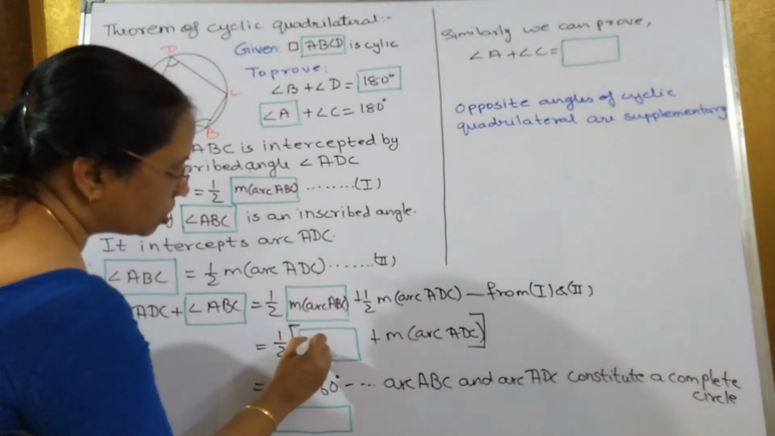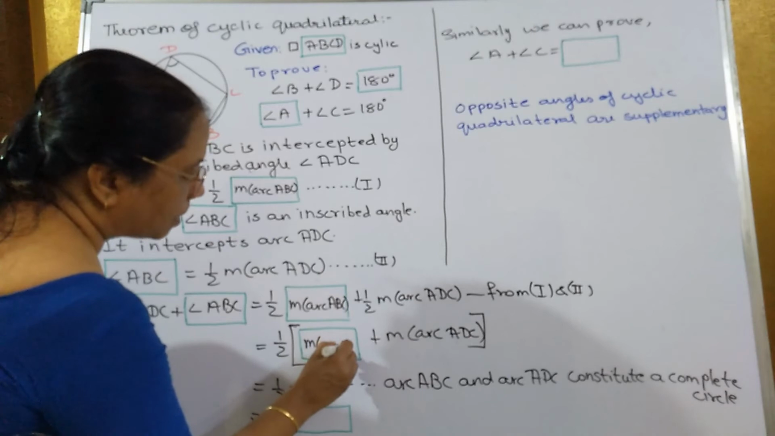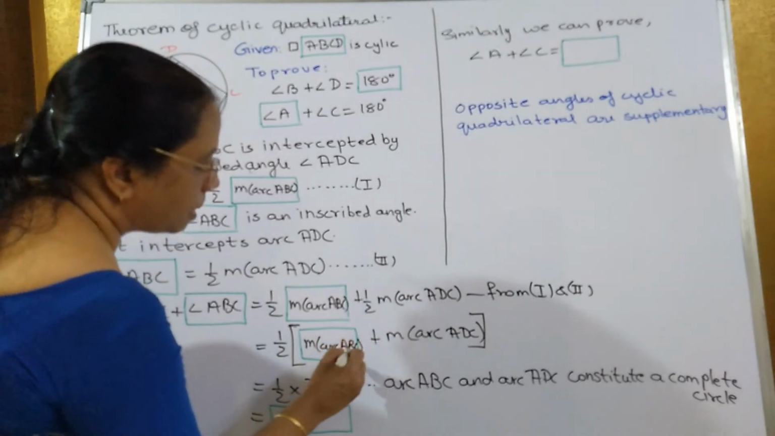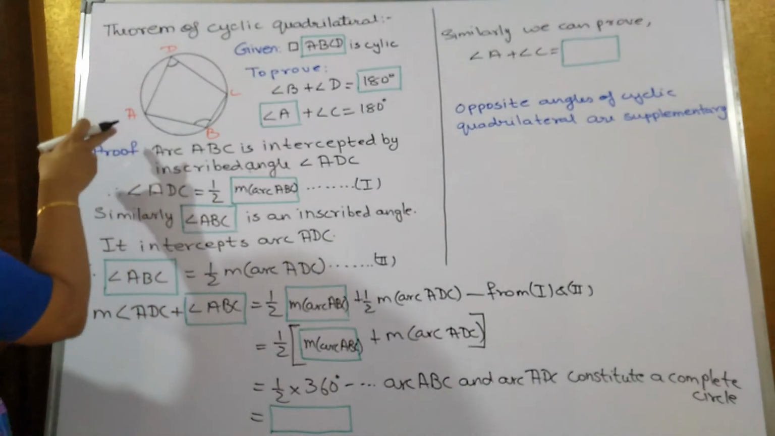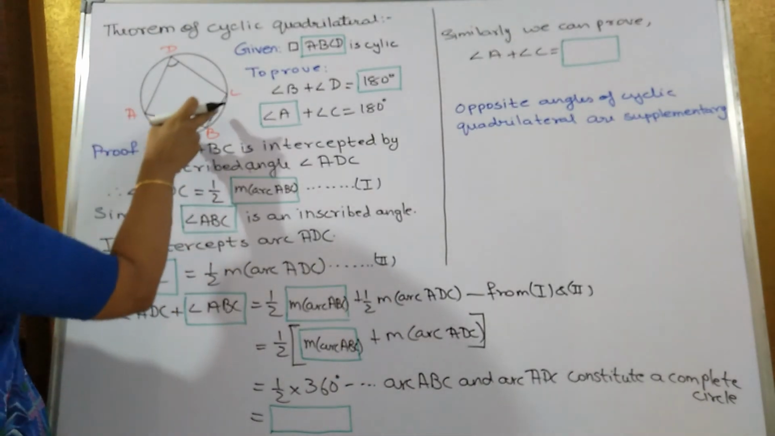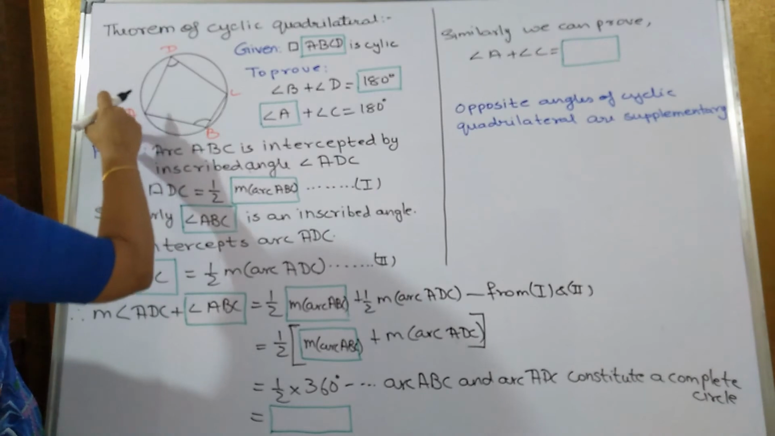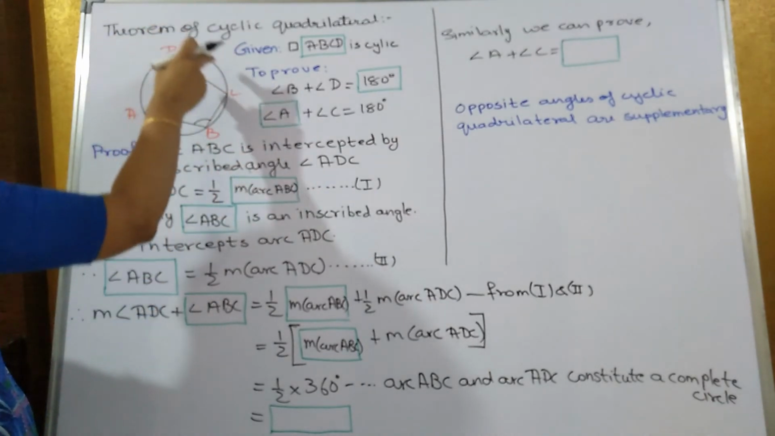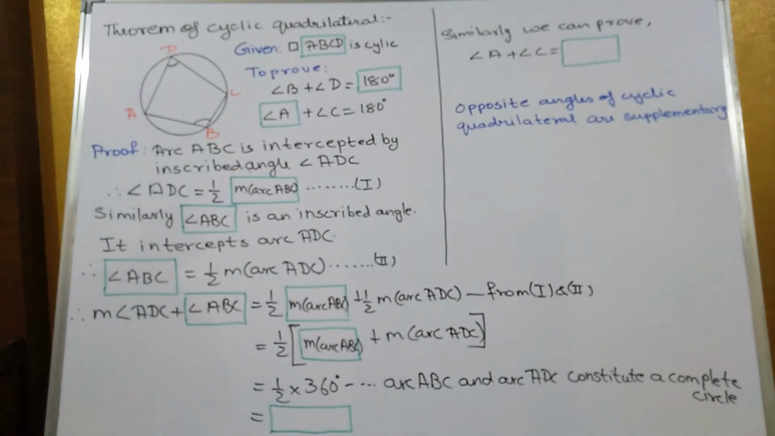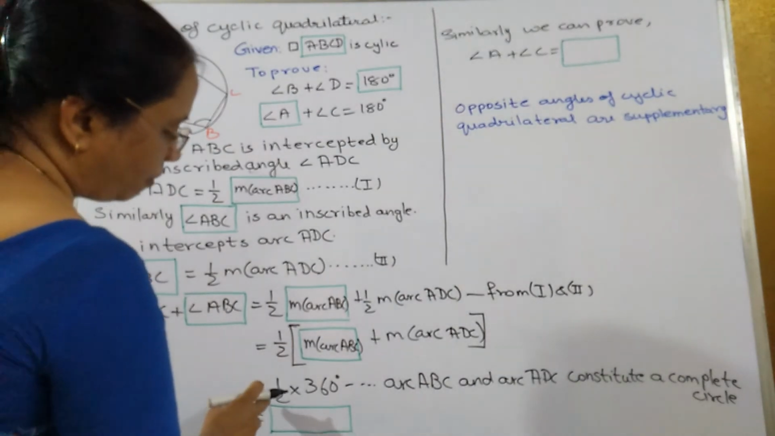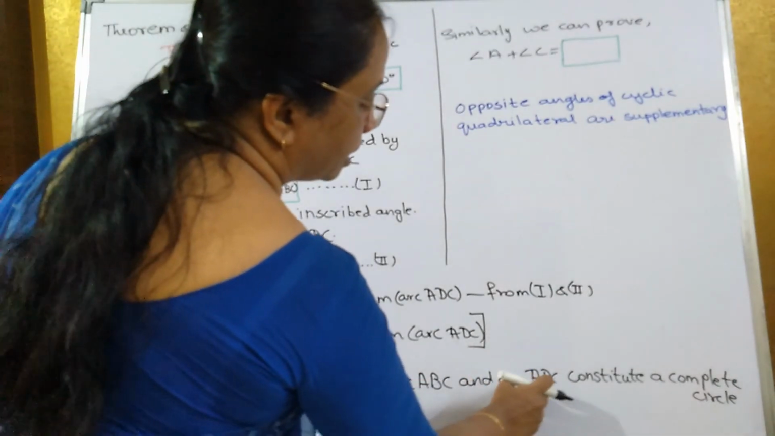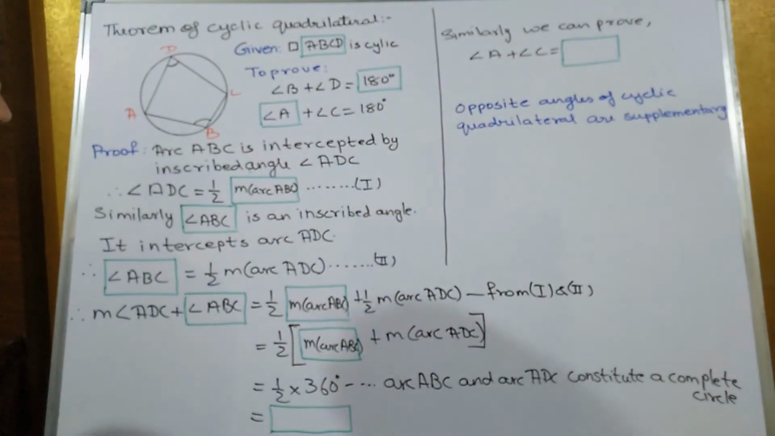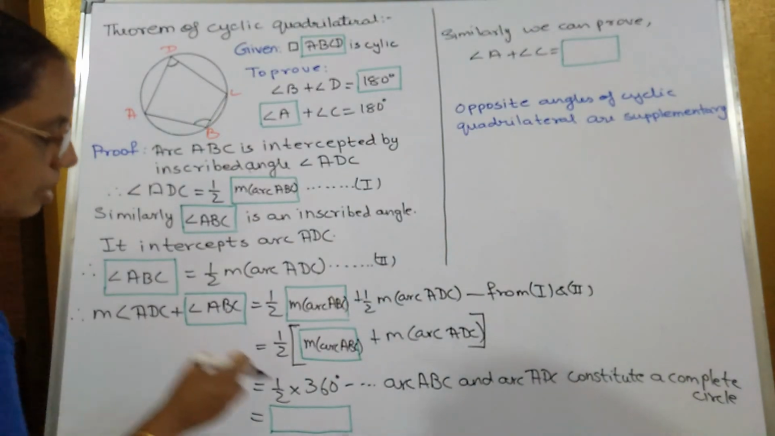Measure arc ABC plus measure arc ADC. Now all this arc together, look over here, ABC and ADC together becomes what? A complete circle. And what is the measure of a complete circle? It is 360 degree. So half into 360, what is the reason? Arc ABC and arc ADC constitute a complete circle, and measure of the complete circle is how much?